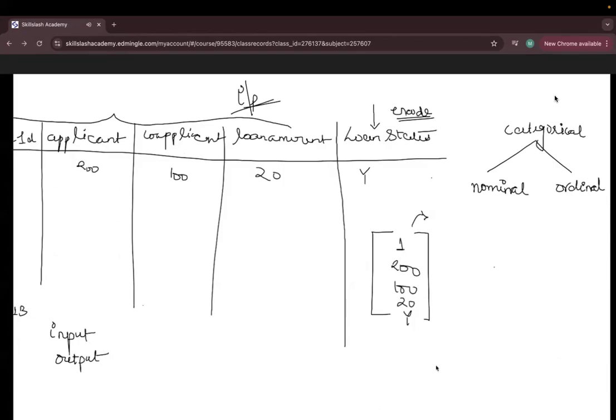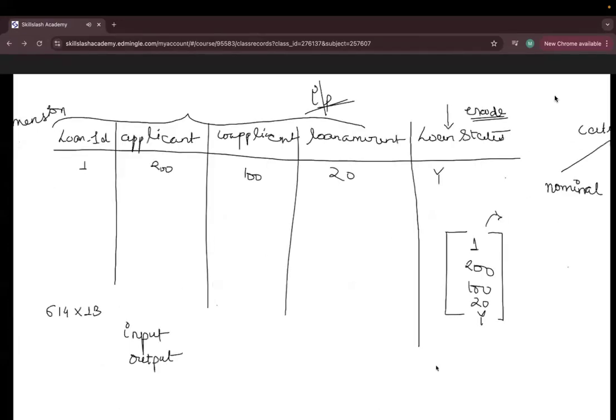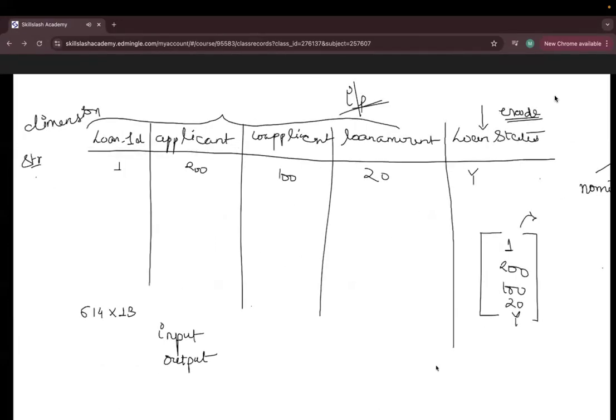Coming back to the point where we were trying to understand test and train, right? Let me just erase this, the vector I was just trying to show you.